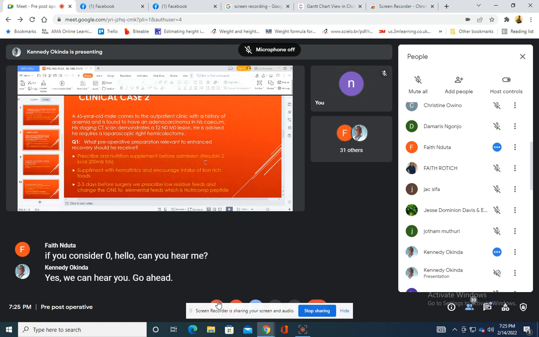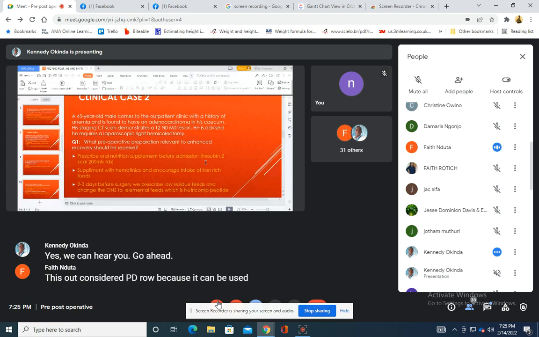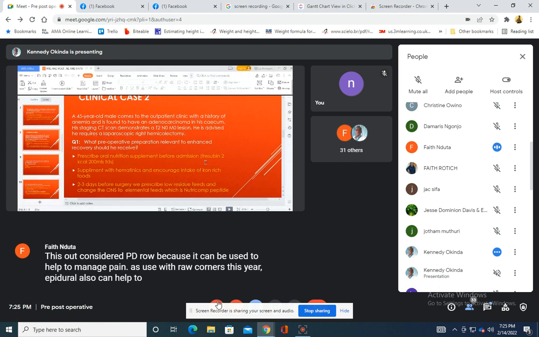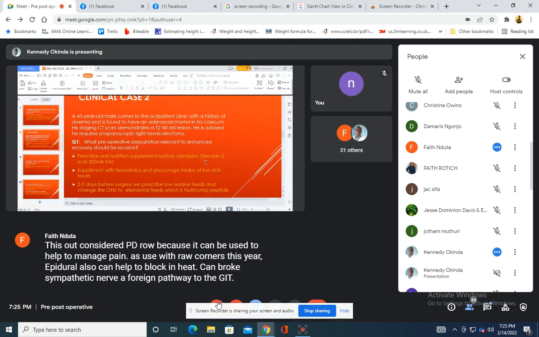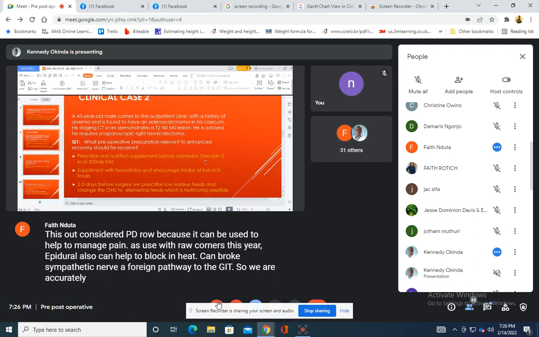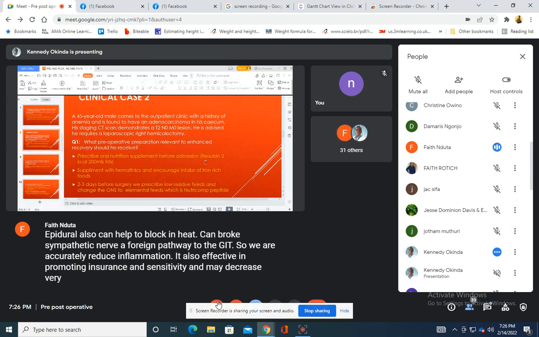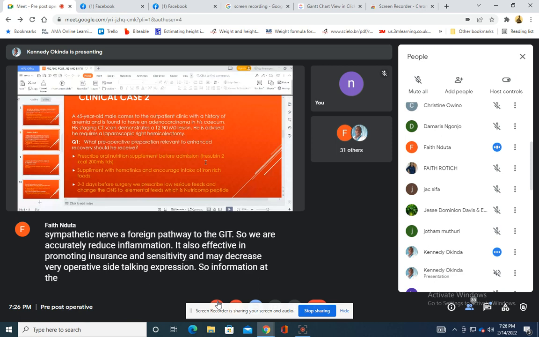I would consider epidural because it can be used to help manage pain, as used with local anesthesia. Epidural can also help to block sympathetic nerve afferent pathways to the GIT, so we are likely to reduce inflammation. It's also effective in promoting insulin sensitivity and may decrease operative cytokine expression. So inflammation at the GIT will be much less. Thank you.